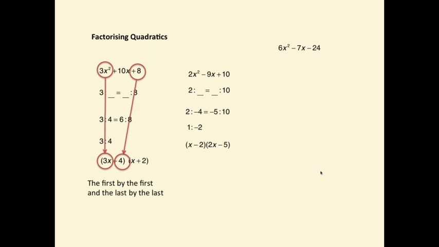And now a harder example, 6x squared minus 7x minus 24. With practice, I find children can get the easy ones, but when faced with something a bit harder like this, they get stuck. So this is where our formula, the product of the means equals the product of the extremes, can rescue us and get us out of this tricky problem.